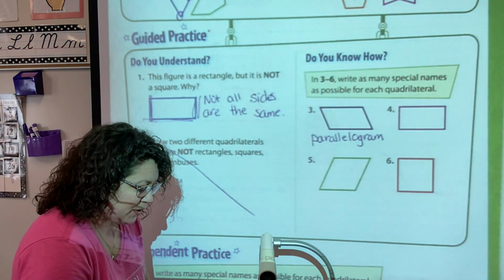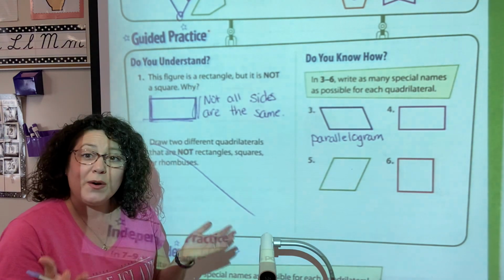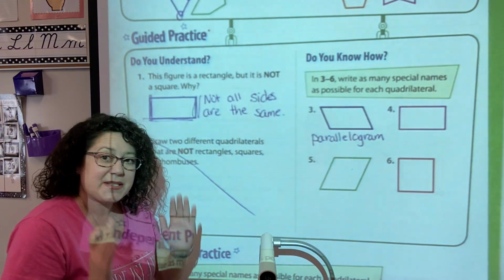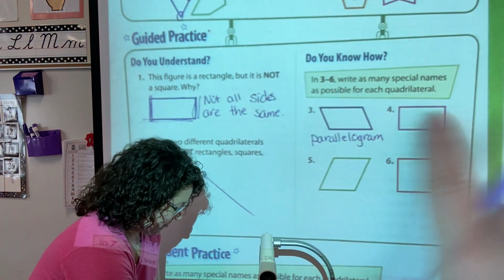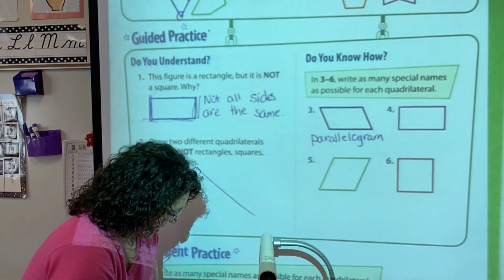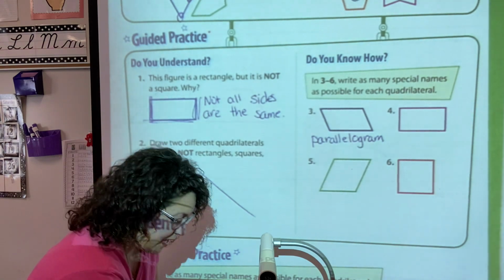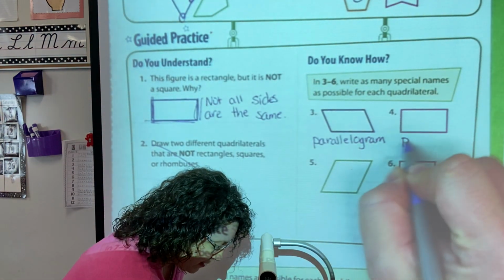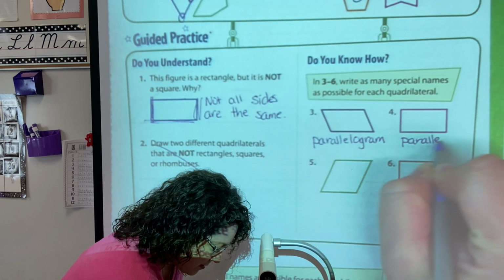Okay. Number 4. Well, we know a parallelogram has opposite sides the same length, and opposite angles are the same size. So that's 4 right corners. So, yep, it's also a parallelogram again.